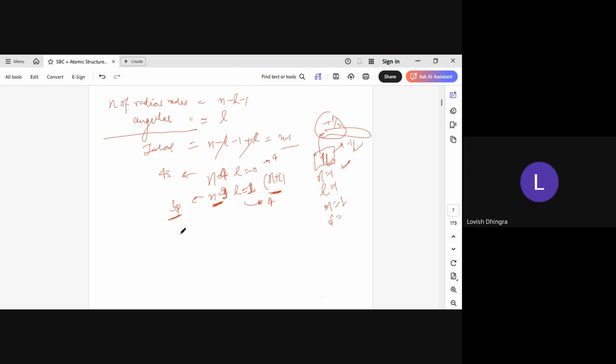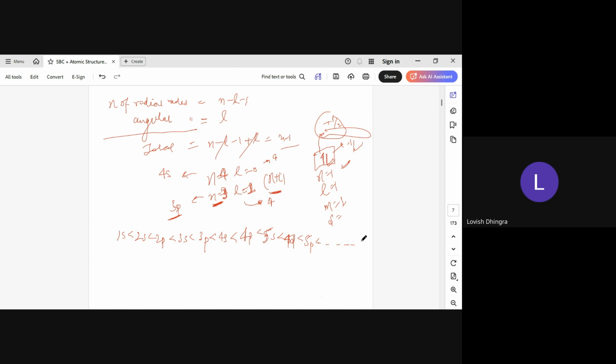So the order will be 1s, 2s, 2p, then comes 3s, 3p, then 4s, then 4p, 5s, 4d. You can check yourself also. Then it will be 5p and so on. So this was the Aufbau principle.